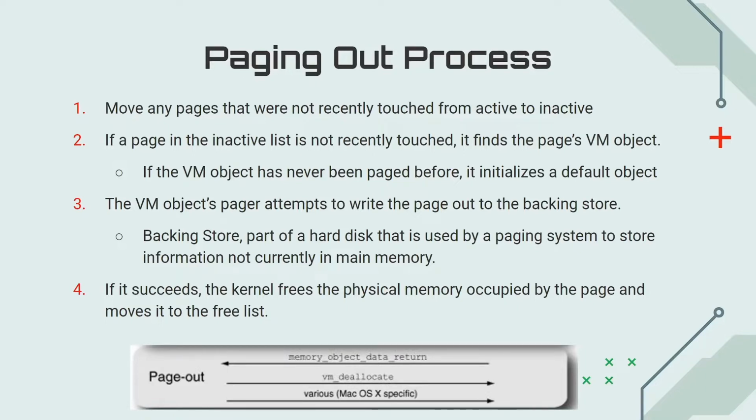For reference, a backing store is typically part of a secondary storage device, like a hard drive, that is used by a paging or swapping system to store information not currently in the main memory. Backing store is slower and cheaper than main memory. The backing store is mainly used in this case to store data from a page that's about to be purged to be repurposed as a free page. If the pager does succeed in paging out the object to the backing store, the kernel frees the physical memory occupied by the page and moves it from the inactive list to the free list.